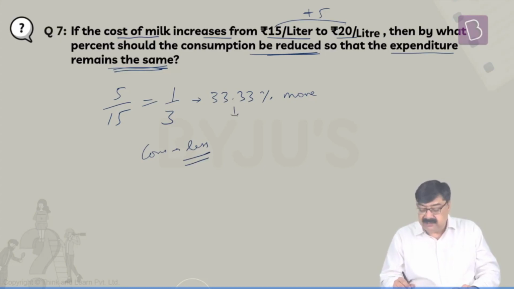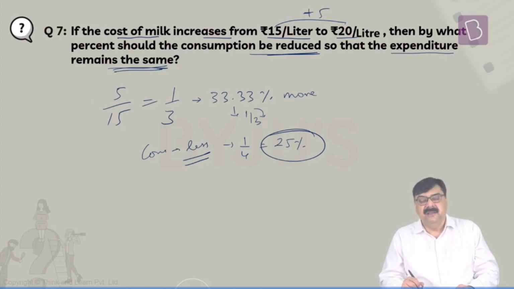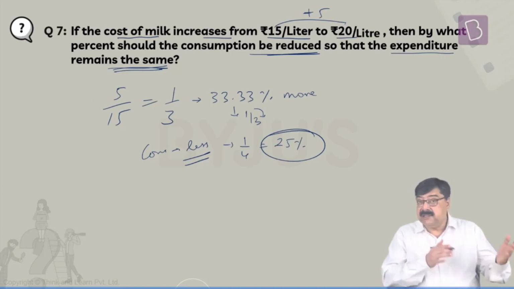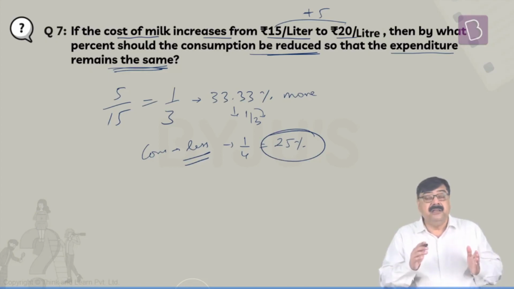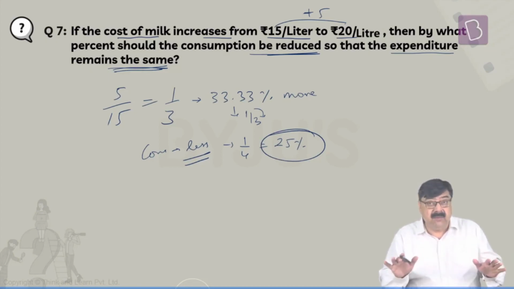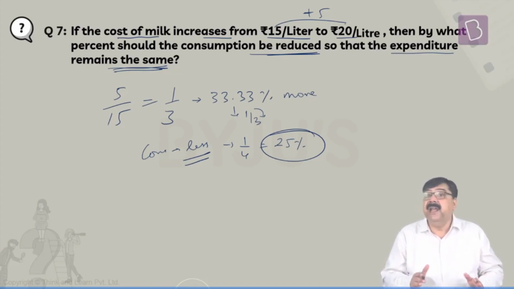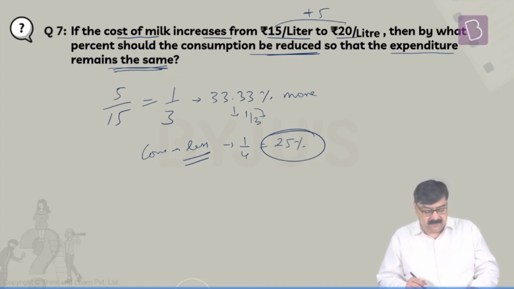Well, 33.33%, you know, is 1 by 3. So 1 gets added here. You know 33.33% will have a pair with 25%. So 1 by 4 is 25%. So if cost is increased by 33.33%, then in order to maintain the same expenditure, the consumption has to be reduced by 25%. Now look at this one.